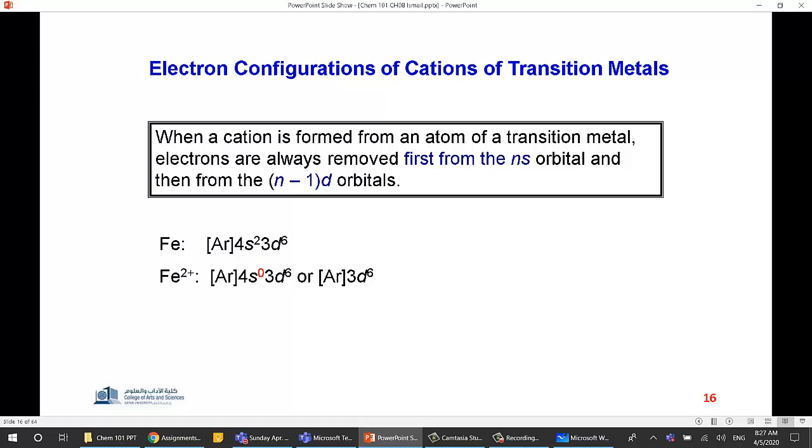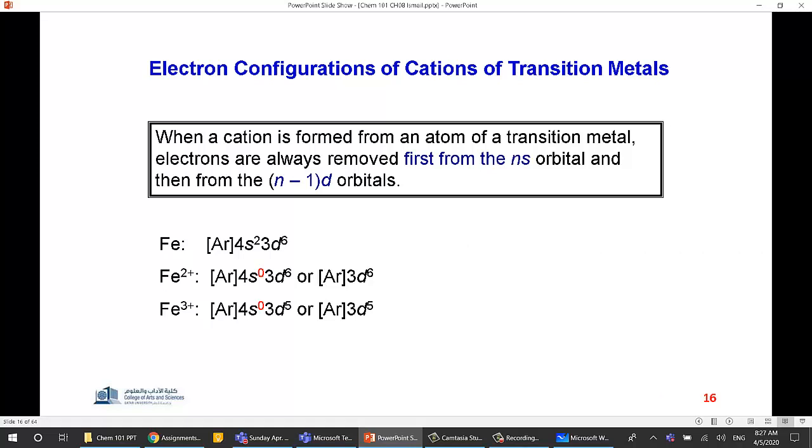Now, if you want to make a higher ion, and iron does make a higher ion, which is Fe3+, in this case you have no alternative but to take an electron from the d orbital. And in this case, it would become 4s0 3d5, or argon 3d5.